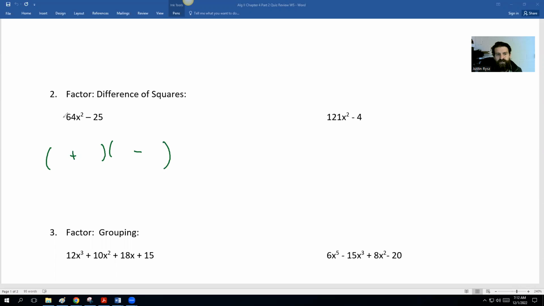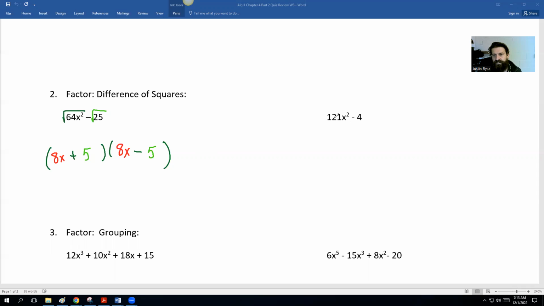We pretty much get the first term by taking the square root of the first term. The square root of 64 is 8, so we got 8x and 8x. Then we take the square root of the second term. The square root of 25 is 5. So our two factors are 8x plus 5 and 8x minus 5.